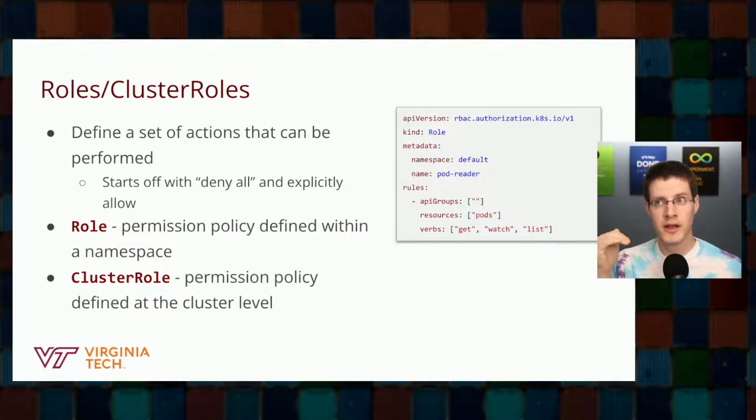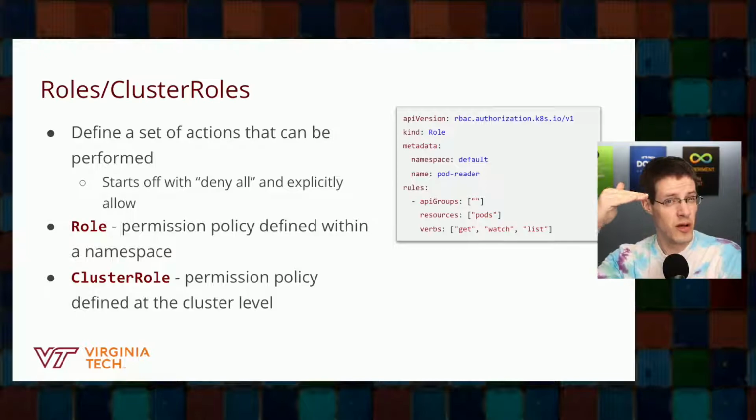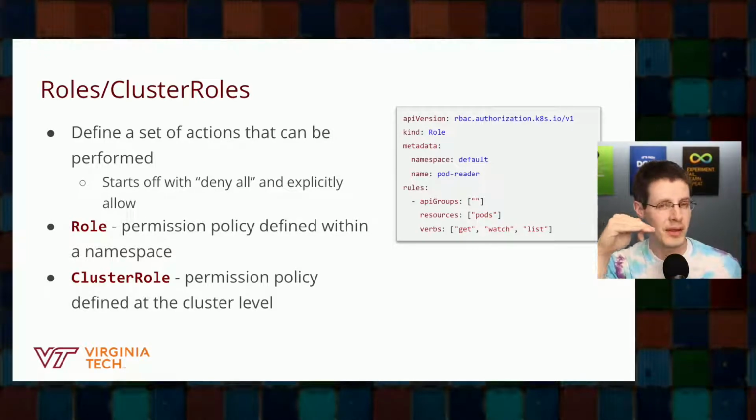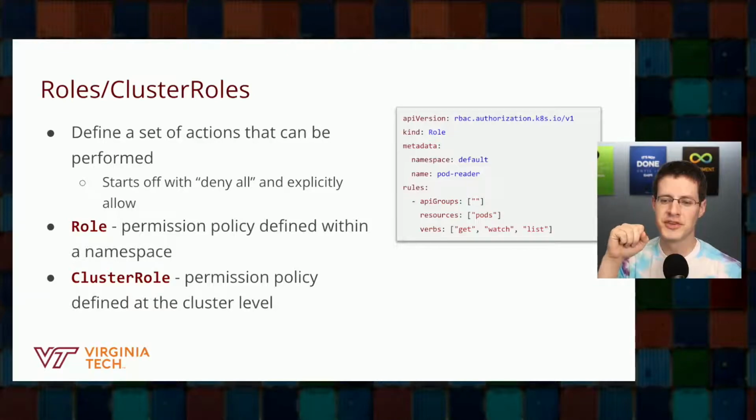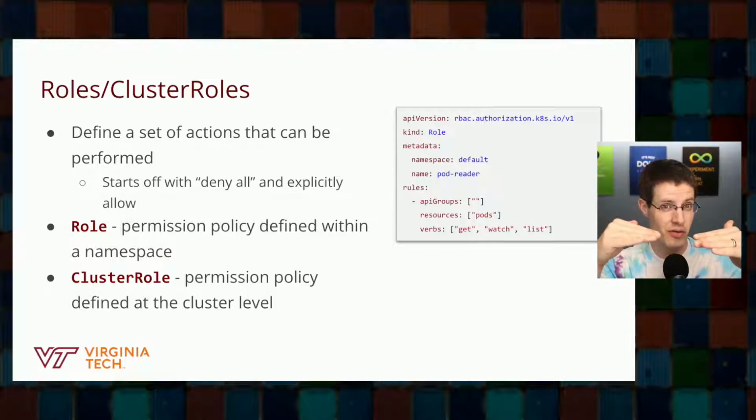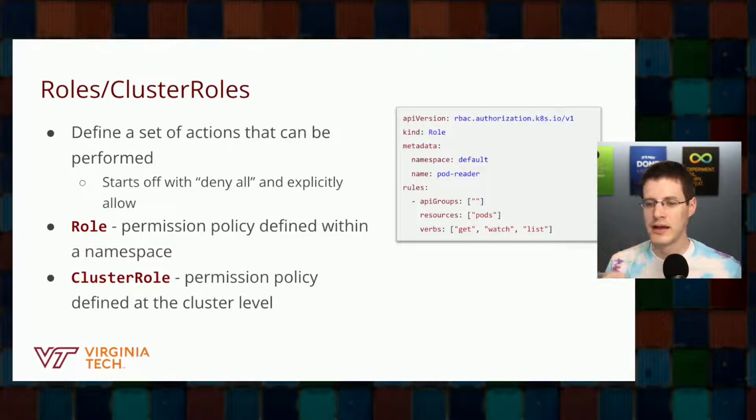A cluster role is a permission policy that's accessible across all namespaces, okay? But then it can be applied within a specific namespace or across the whole cluster, and that'll make sense in a few minutes. So again, roles are defined within a namespace and grant access within a namespace. A cluster role is defined at the cluster level, but when we talk about bindings, we'll see that it can be applied either within a namespace or across.